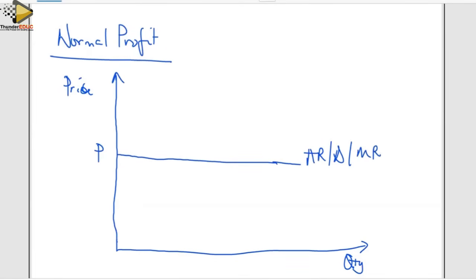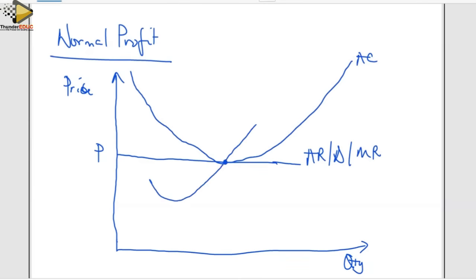Our average cost now must come to a point of tangency with the average revenue. And at this particular tangential point, our marginal cost is also going to cut through the average cost. This is our marginal cost. So what are we saying? We are saying our equilibrium, we still find it where marginal cost is equal to marginal revenue, which is this particular point. That is where we get our quantity, which is going to be produced and sold.